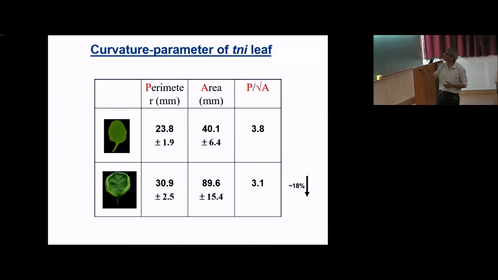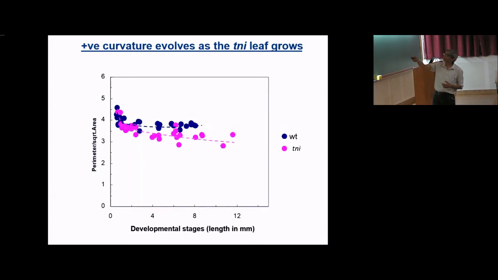It's a pretty sensitive parameter. And if you measure P by square root A as a function of leaf growth, this is the young leaf and this is the oldest leaf, and the black is the wild type. You see that initially there is some difference, as you saw in the other species, snapdragon, because the shape changes very early on, but otherwise it remains pretty constant.